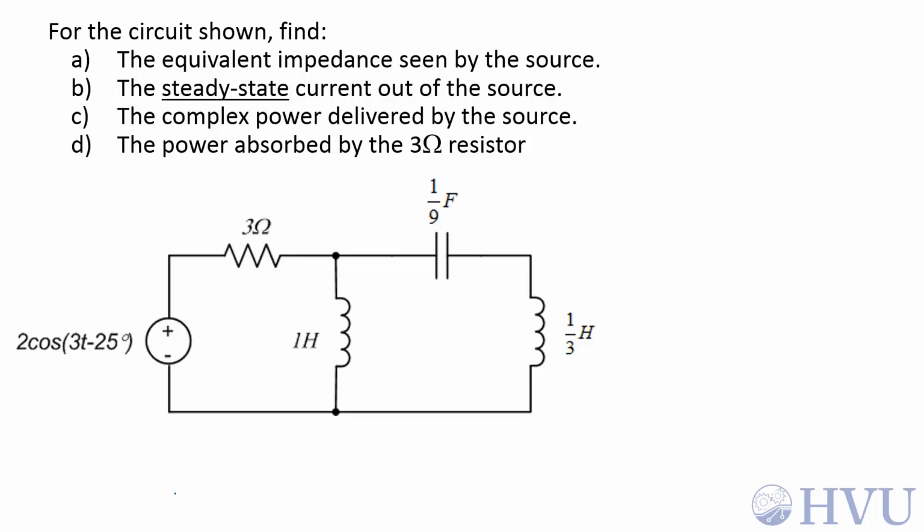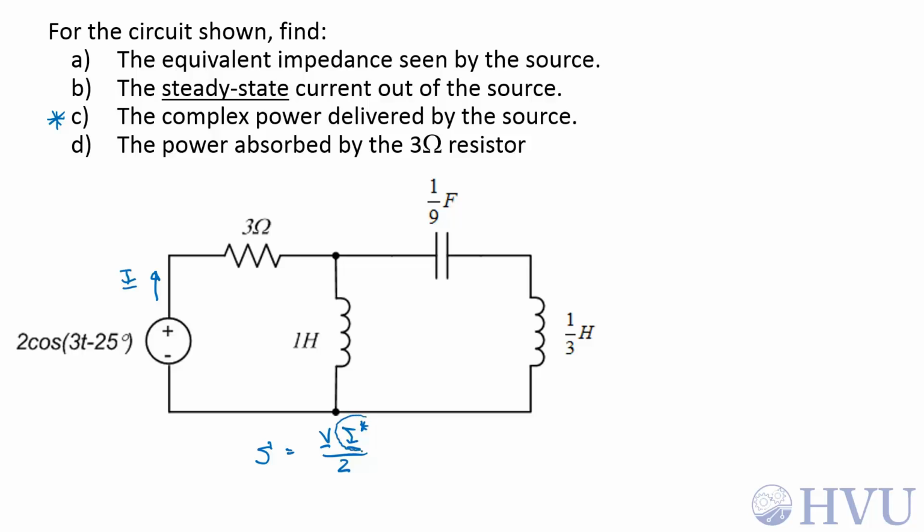We have a variety of things that we want to find out about this circuit, but I want to focus in on part C here. We want the complex power delivered by the source. In order to get that, I'm going to need the current out of the source in phasor form. Then S will be equal to the voltage phasor times the complex conjugate of the current phasor over 2.